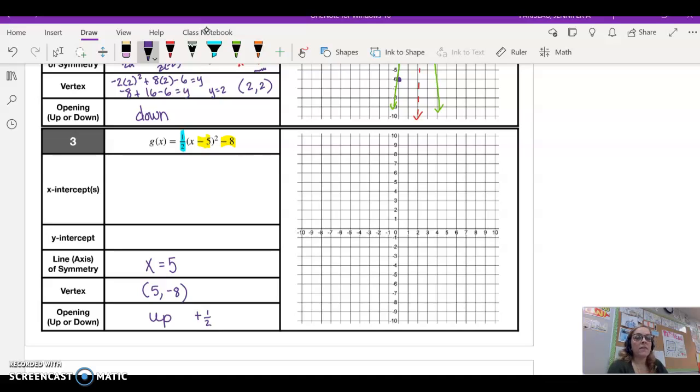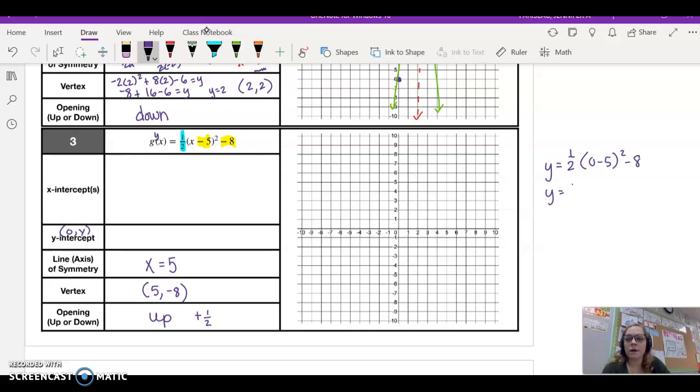The next easiest thing to do is the y-intercept. Remember, the definition of a y-intercept is: when x is 0, what do you get out for y? Well, this g of x is really just our y value. So I'm going to do my work off to the side, since I don't have that much room. I'm going to plug in 0 for x so that I can find my y-intercept.